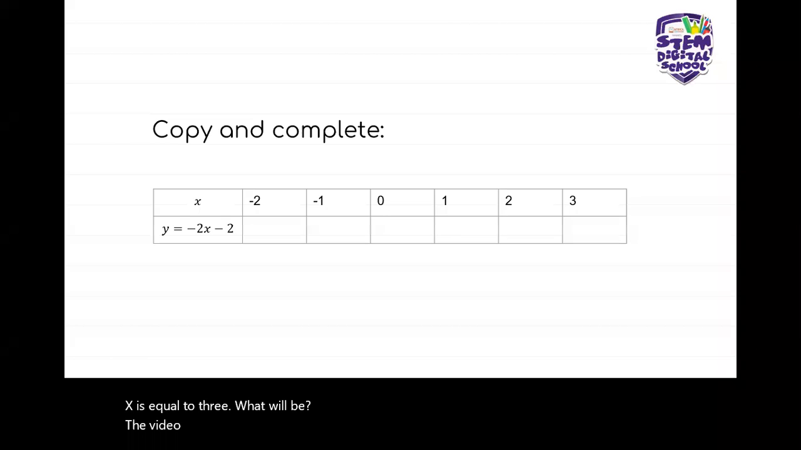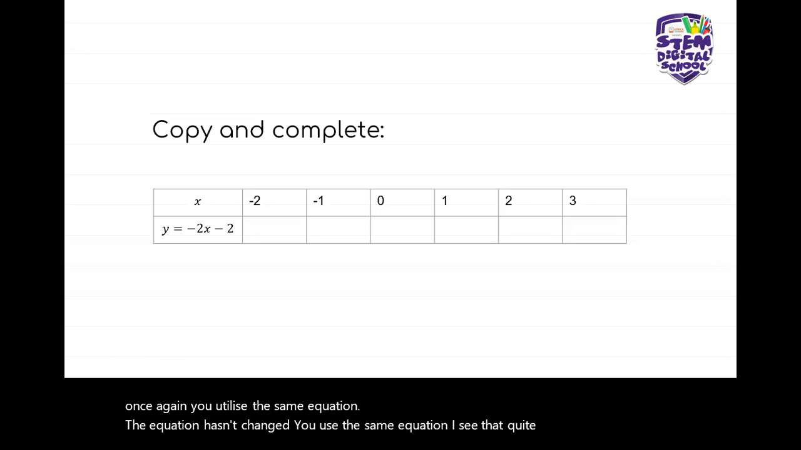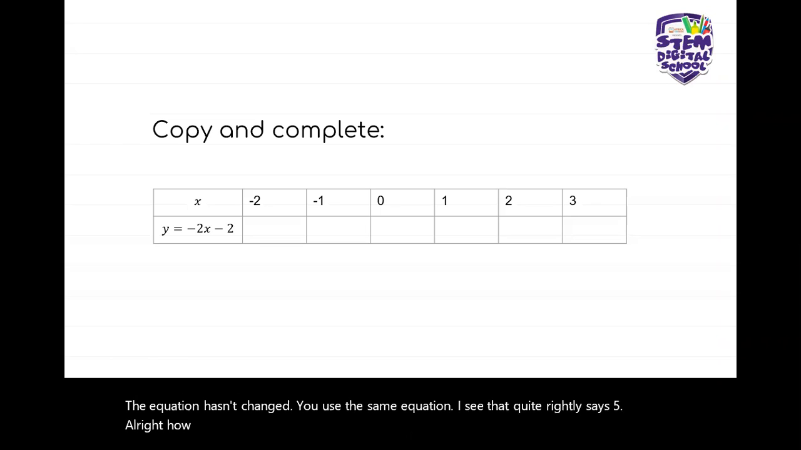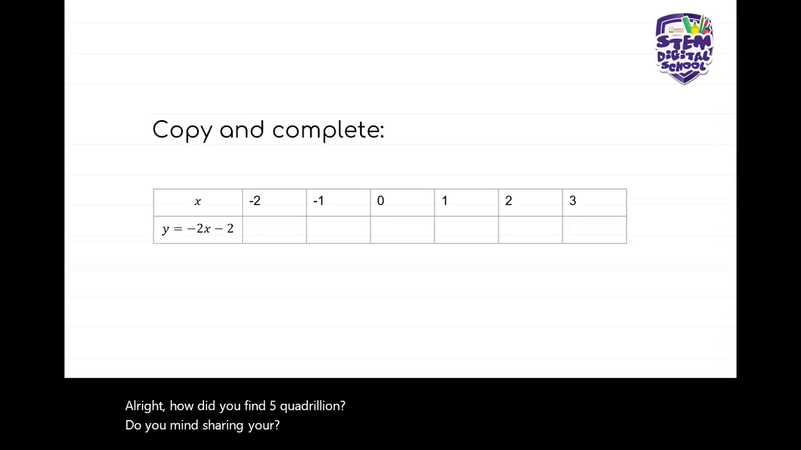Once again, you utilize the same equation. The equation hasn't changed. You use the same equation. I see that Huapele says 5. All right. How did you find 5, Huapele? Do you mind sharing your method with me? How did you find 5?